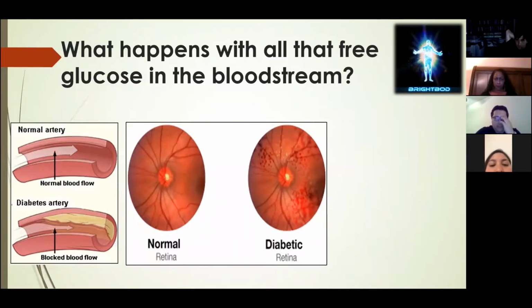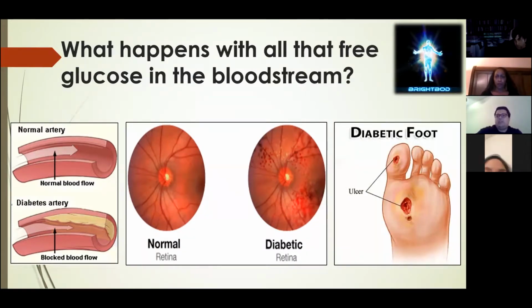It also goes to your eyes, to the retina. The retina is the back part of your eye where the actual nerve comes and where the image is created, let's say that. So the blood vessels start to get damaged in that part of the eye, so people start getting blind. That's why a lot of diabetics go blind.